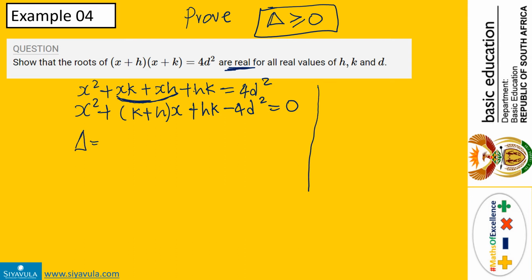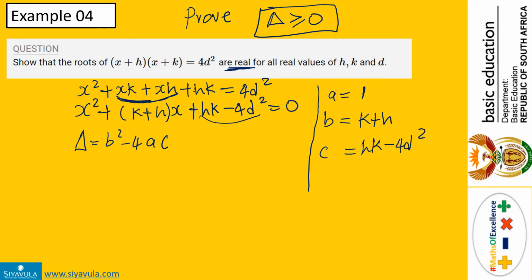You know that the equation for delta is b² - 4ac. So let us look for a, b, and c, so that we can simply substitute and get the answer. Our a is the coefficient of x², which is 1. Our b is the coefficient of x, which is k + h. Very important. Quite a tricky question, but that's it. Then the constant has no x, so it's hk - 4d². That is our c.